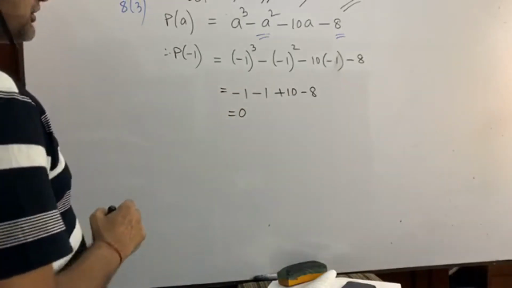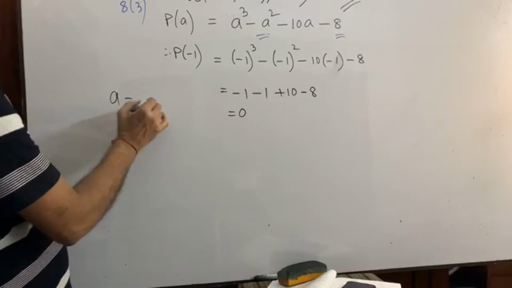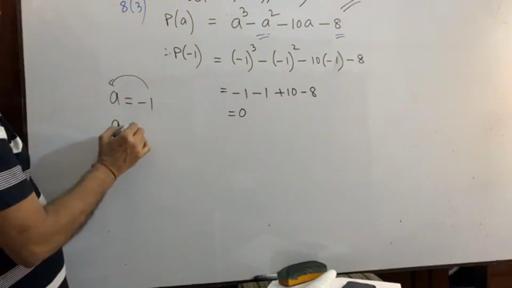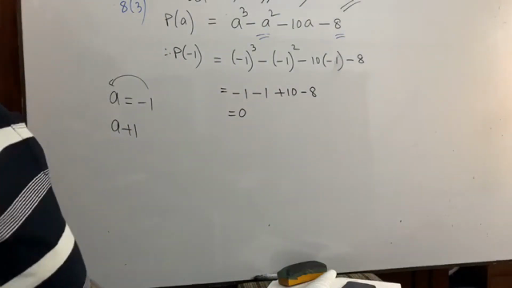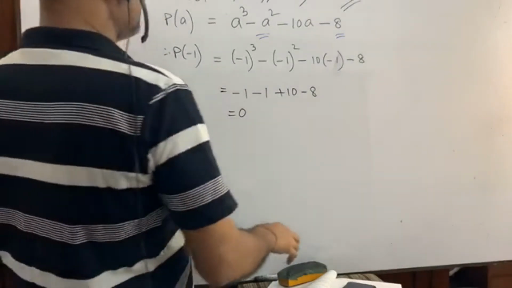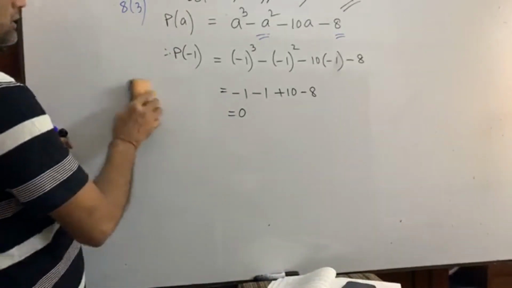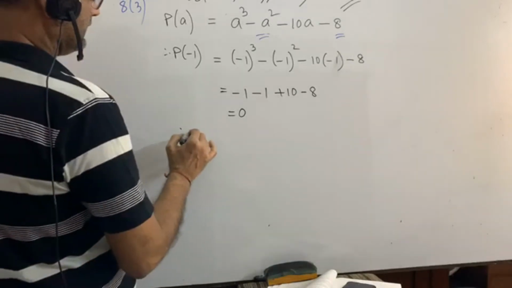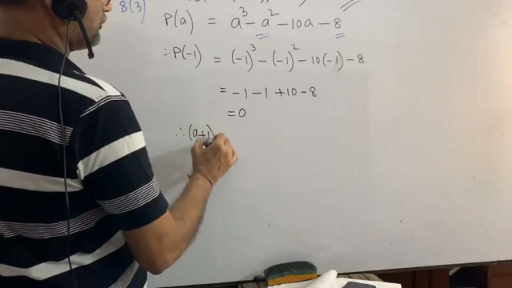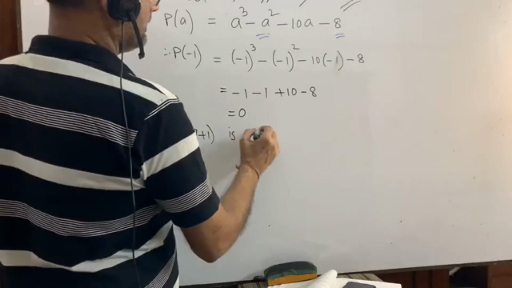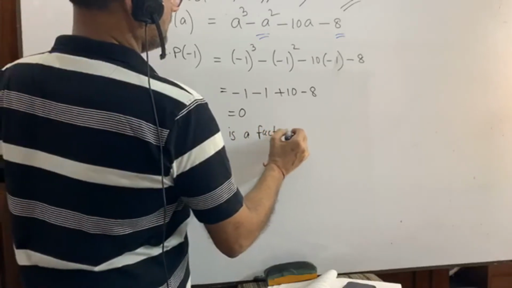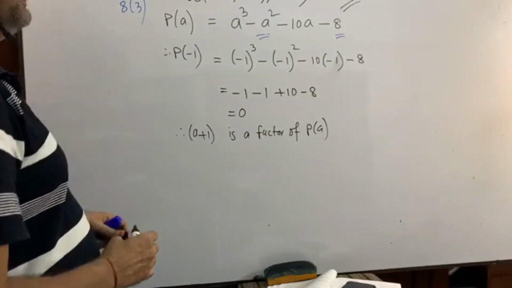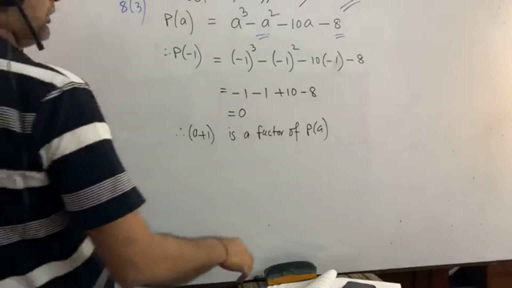Then we let a equals minus 1. This minus 1 can be taken to the left hand side and we will get a plus 1 is a factor, right? Write down, therefore a plus 1 is a factor of p of a. Okay, write down please.